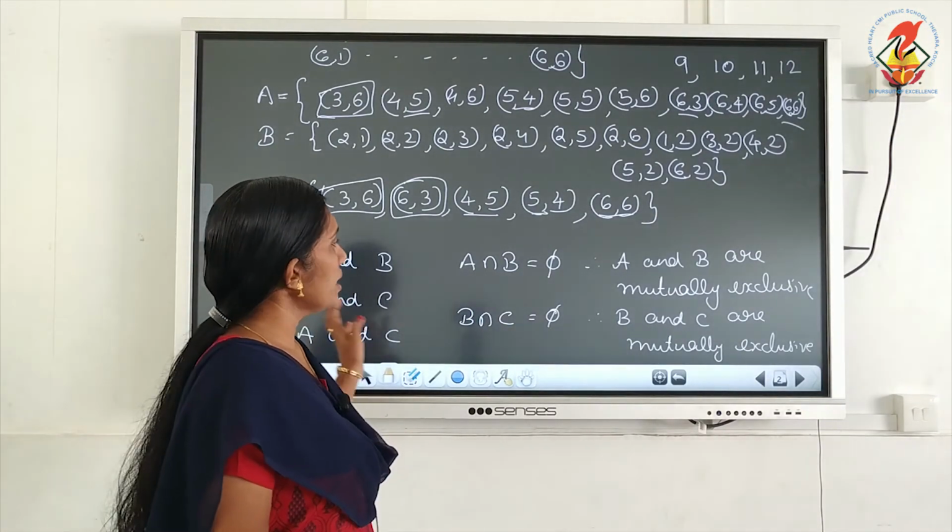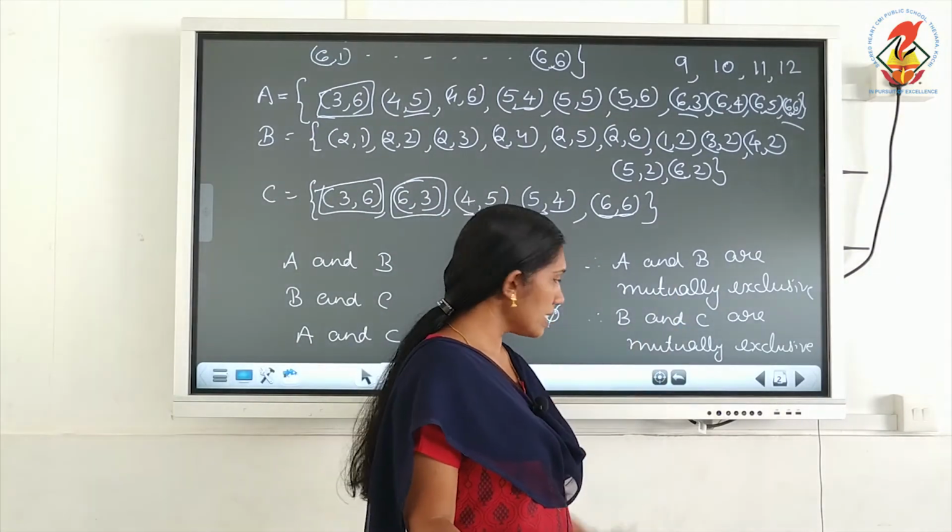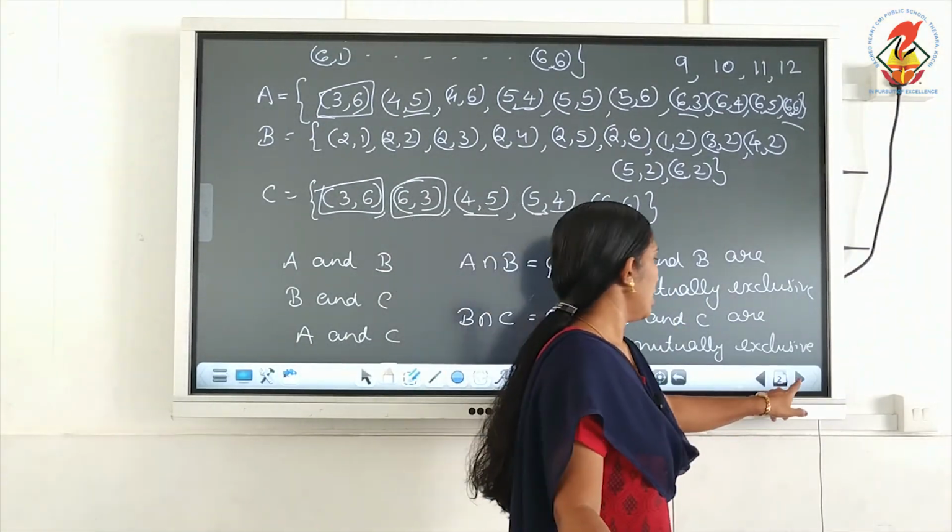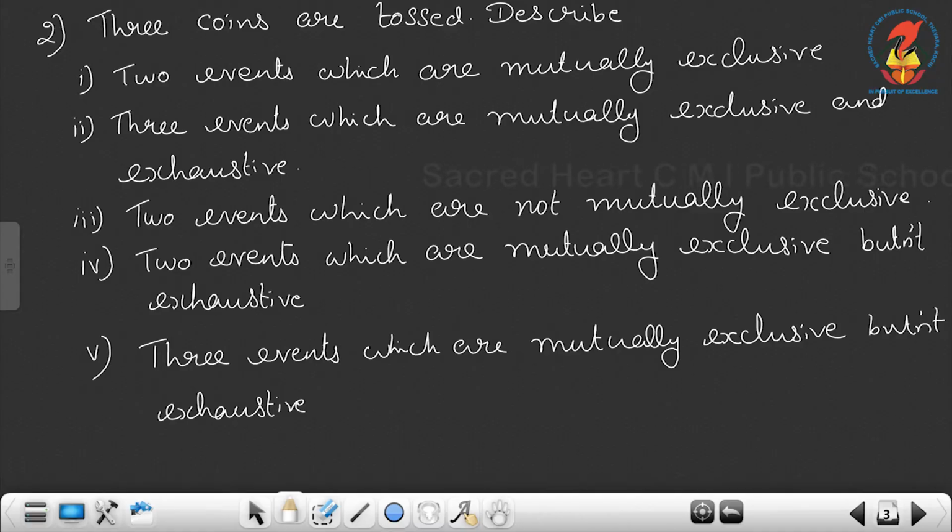So which pairs are mutually exclusive? A and B, and B and C. The next one: 3 coins are tossed. Describe. There are 5 subdivisions. 2 events which are mutually exclusive. Then 3 events which are mutually exclusive and exhaustive. 2 events which are not mutually exclusive. 2 events which are mutually exclusive but not exhaustive. And the last one, 3 events which are mutually exclusive but not exhaustive.